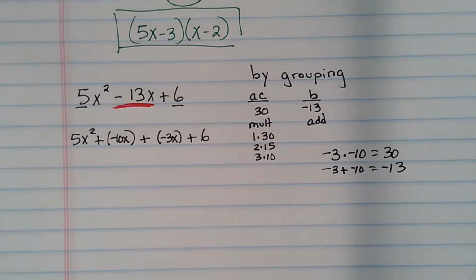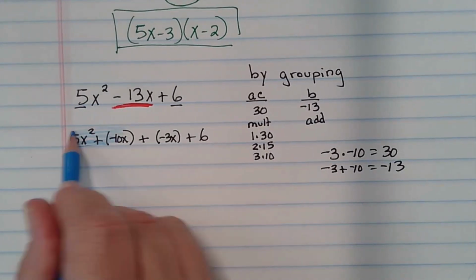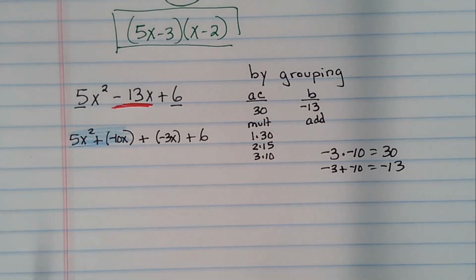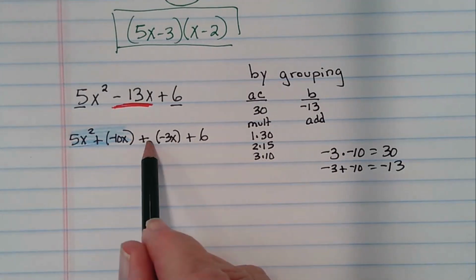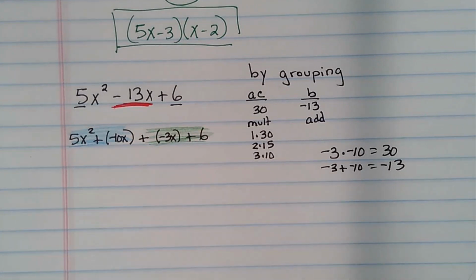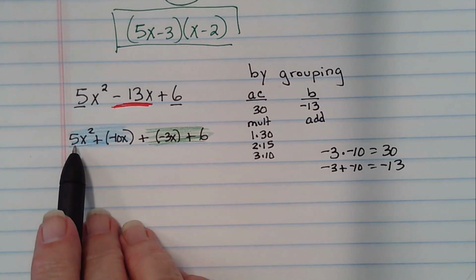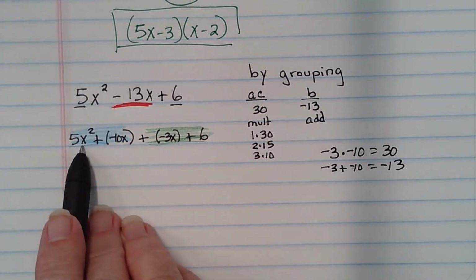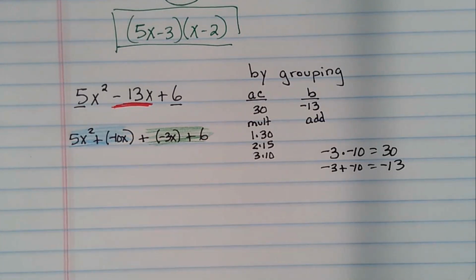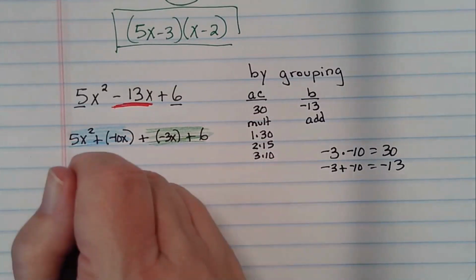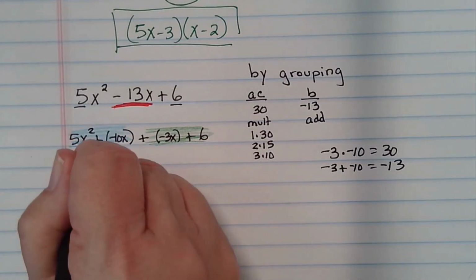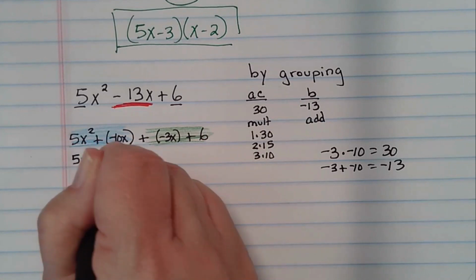But then what we're going to do at that point is we're going to look at these two groups. So we're going to group our first terms together, then we're going to group our second two terms together. So in my first two terms, what's my greatest common factor? Just in the blue part. 5x. So in the blue part, I'm going to factor out a 5x, and I'm going to be left with x minus 2.